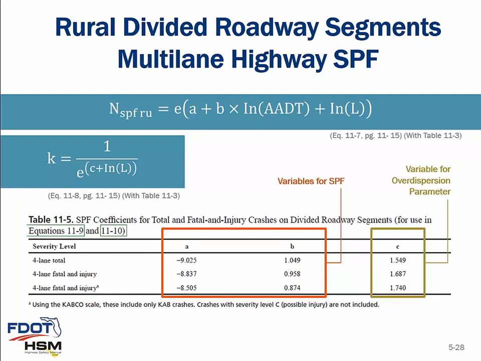There's a very similar type of equation as we move into rural divided highway segments. Very similar process. You still have an A and B. You still enter in your average annual daily traffic and length. You pull it out of the table, a different table, 11-5, and you pull it in. You still also go through and determine your overdispersion parameter, which is used for your EB, or expected value analysis, and you pull that into the equation. Equations are exactly the same regardless.